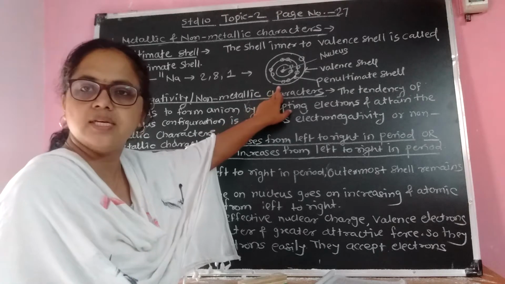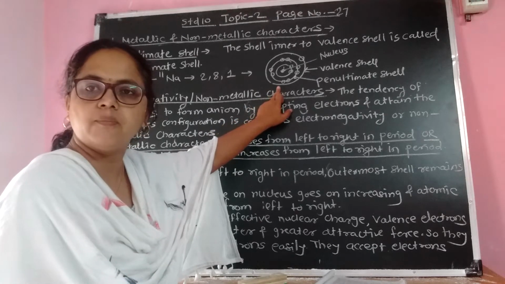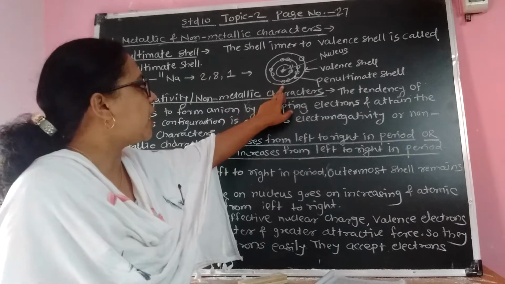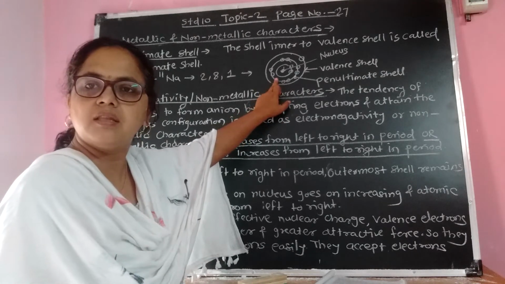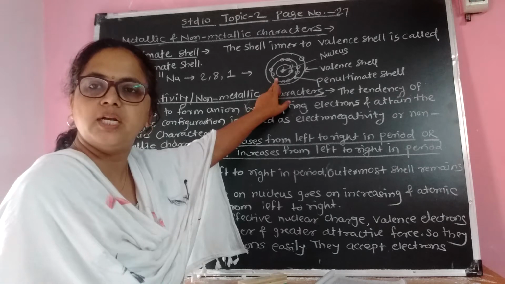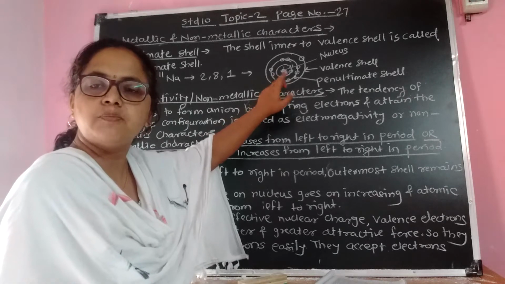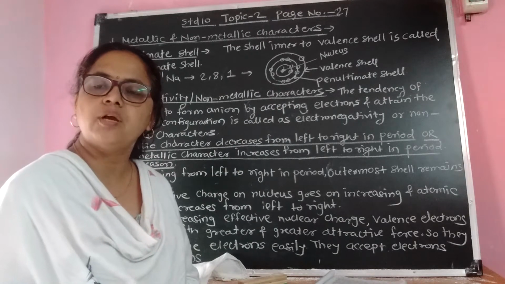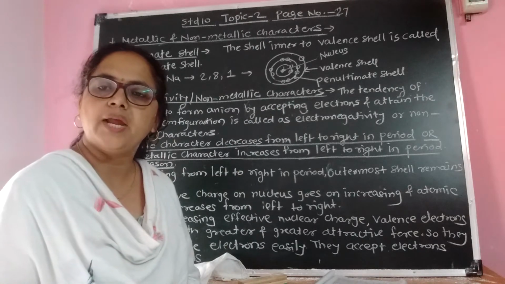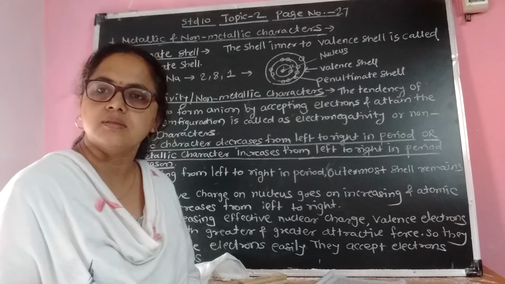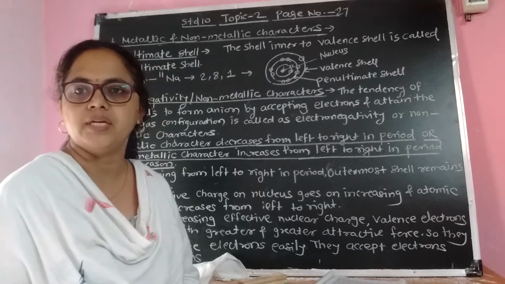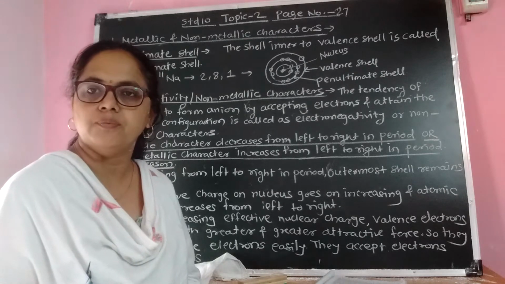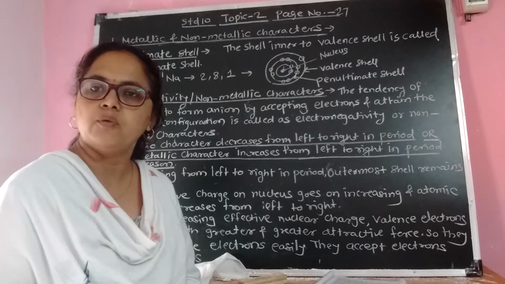This last shell is called the valency shell. Suppose sodium loses 1 electron. So, the shell which is present inside the valency shell is called the penultimate shell. And this penultimate shell contains 8 electrons. So, when sodium loses 1 electron, the penultimate shell has 8 electrons. That is, its octet is complete. So, metallic character goes on increasing in a group as we go from top to bottom.